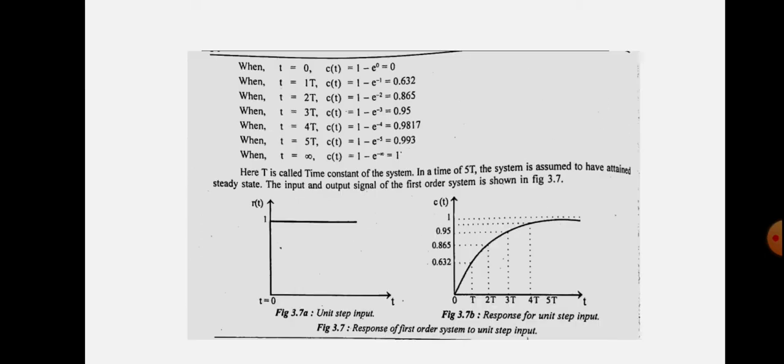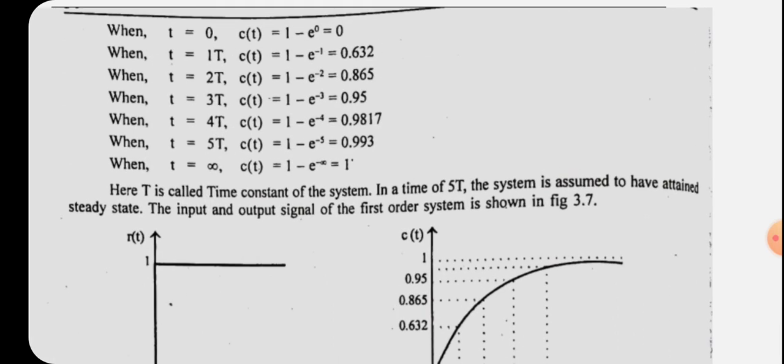So we can plot the response for various values of t: t equal to 0, t equal to 1T, 2T, 3T, etc., up to t equal to infinity. So we get different values of c(t). You can substitute t equal to 0, so you will get 1 minus e raised to 0, which is equal to 0. When t equal to 1T, you will get 1 minus e raised to minus 1. That value is equal to 0.632.